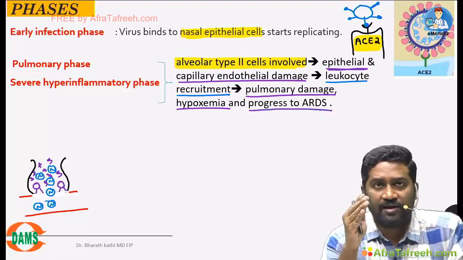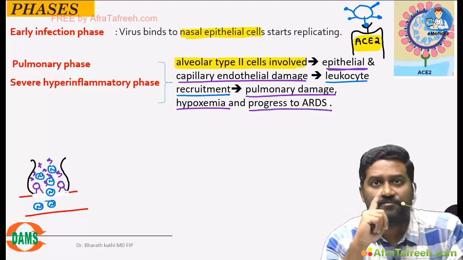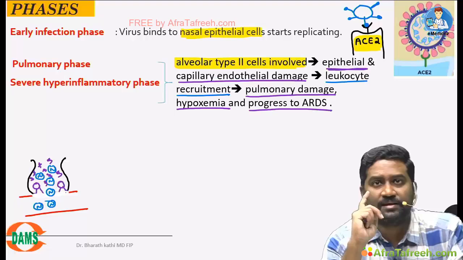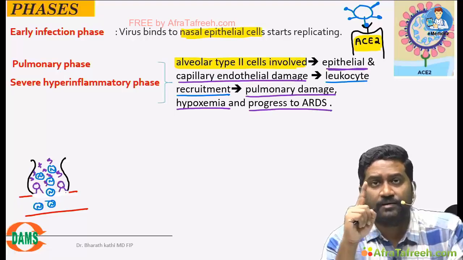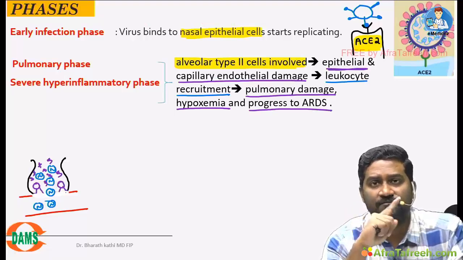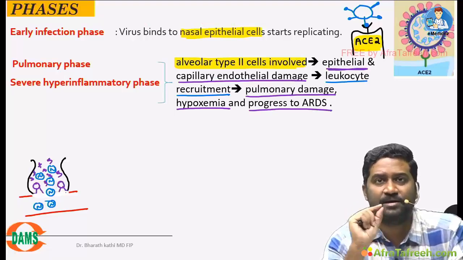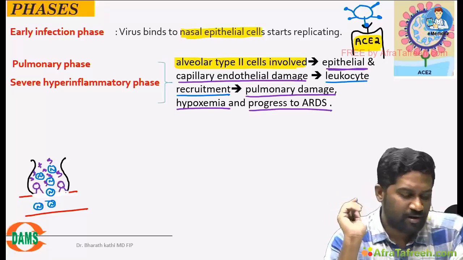So the alveolar type 2 cells are damaged. There will be epithelial and endothelial damage. Because of a leak, neutrophils enter, and there will be pulmonary damage and hypoxemia. If the damage is at multiple areas, it can progress to ARDS.